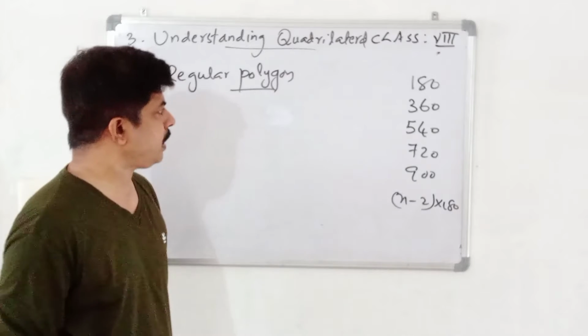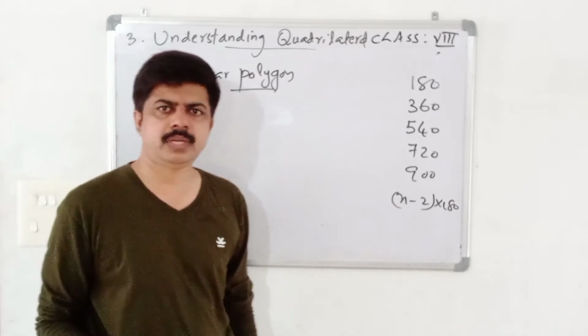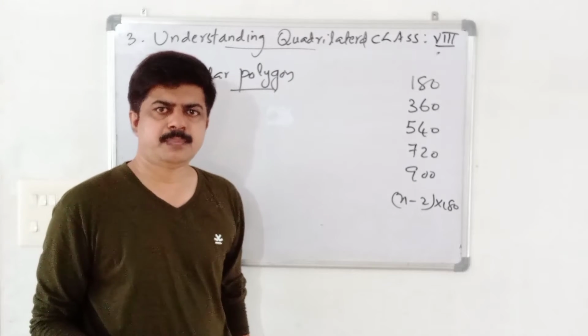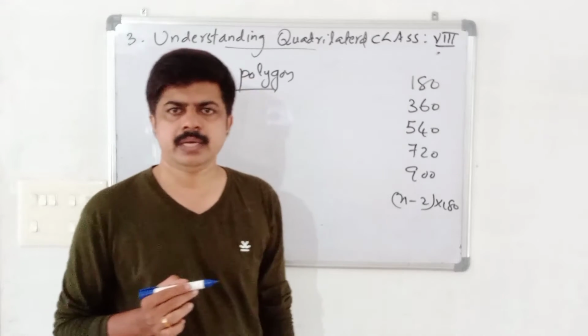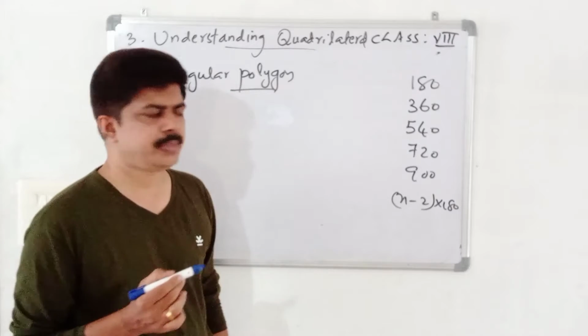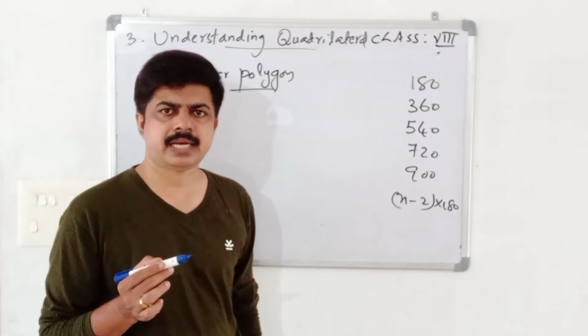Now, if it is a regular polygon, what do you mean by a regular polygon? A regular polygon is a polygon with all sides and angles equal. That is called a regular polygon. A polygon is said to be regular if all its sides and angles are equal.